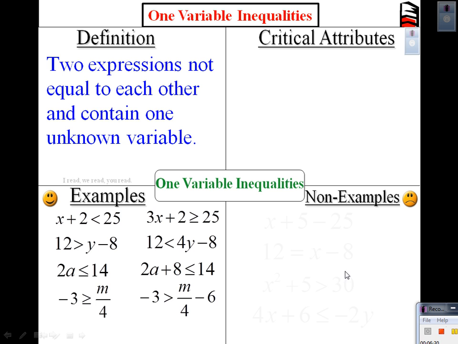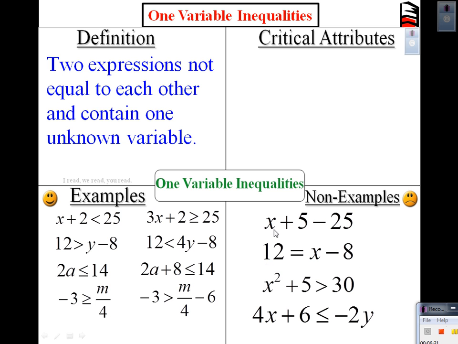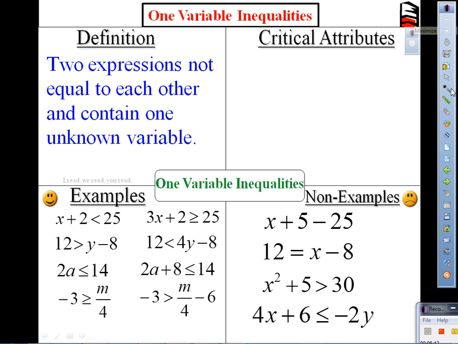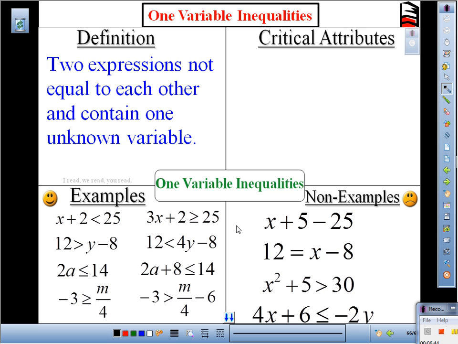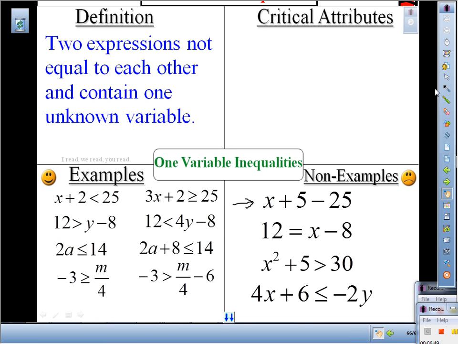Now let me show you the non-examples. Copy those. As you're copying the non-examples, start thinking, why are these not one variable inequalities? Copy those, please. All right, let's see. Start with this one. Ethan, why is this not a one variable inequality? It's an expression, that is correct. It doesn't have any equal or inequality symbols.